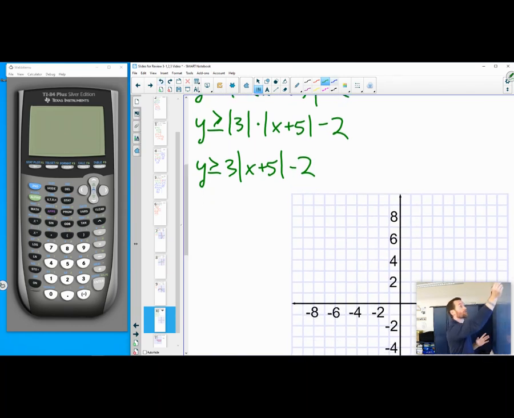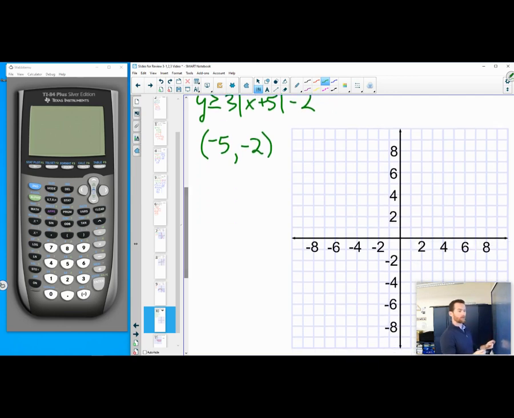Now that x finally has a coefficient of 1, it's finally written in vertex form. So that means we just find our vertex. Vertex is h and k. It looks like h is a positive 5, so that comes out as a negative 5. And k is a negative 2, which comes out as a negative 2. So negative 5, negative 2. There's that. Then our a value is 3, so that's like a 3 over 1.